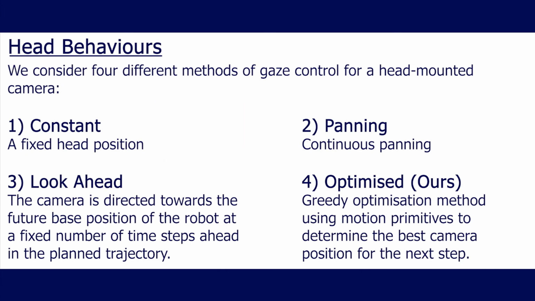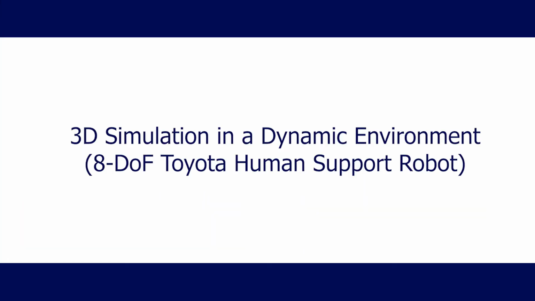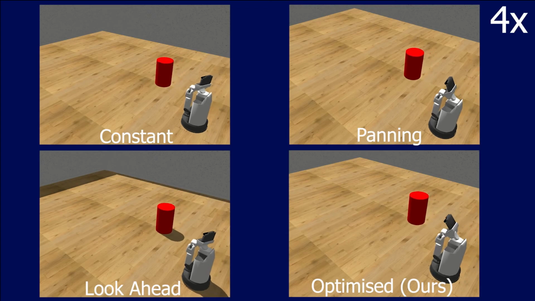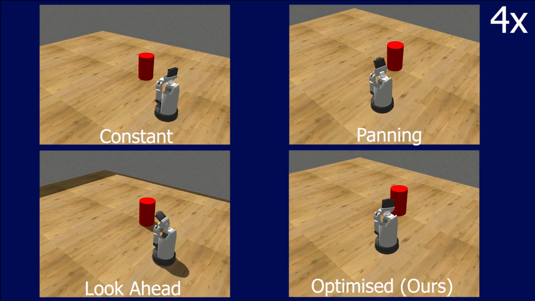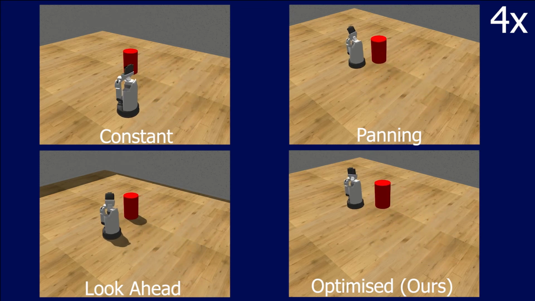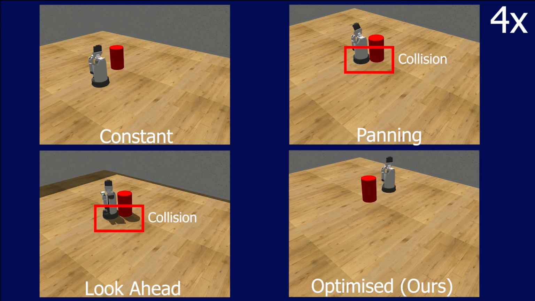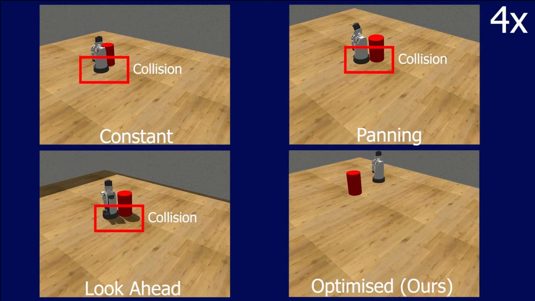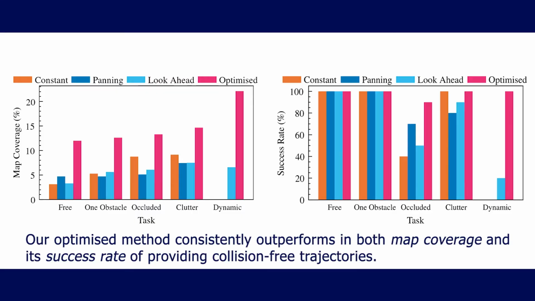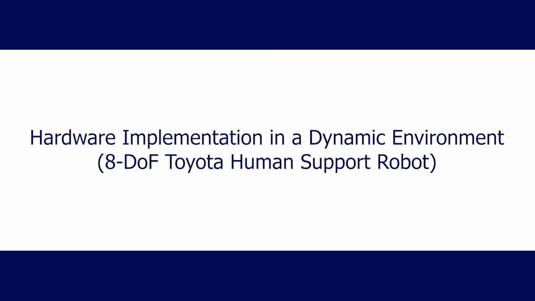We implemented our method in both 2D and 3D environments and compared it against three benchmark approaches: constant head position, panning, and a fixed look-ahead approach. In the experiment shown here, the robot was given a goal state, while a dynamic obstacle continuously moved into the robot's planned trajectory. In this instance, our optimized head behavior was the only one to result in a collision-free trajectory. Across numerous 2D and 3D environments, we demonstrate that our method outperforms the benchmark approaches. The figures shown here highlight our method's ability to outperform in 3D environments in respect of both its ability to explore the local surroundings as well as in providing a superior success rate of finding collision-free trajectories.